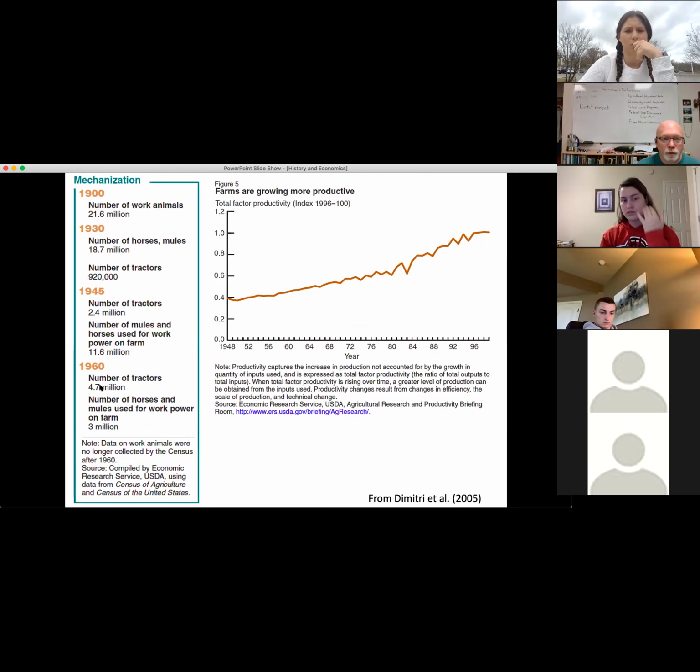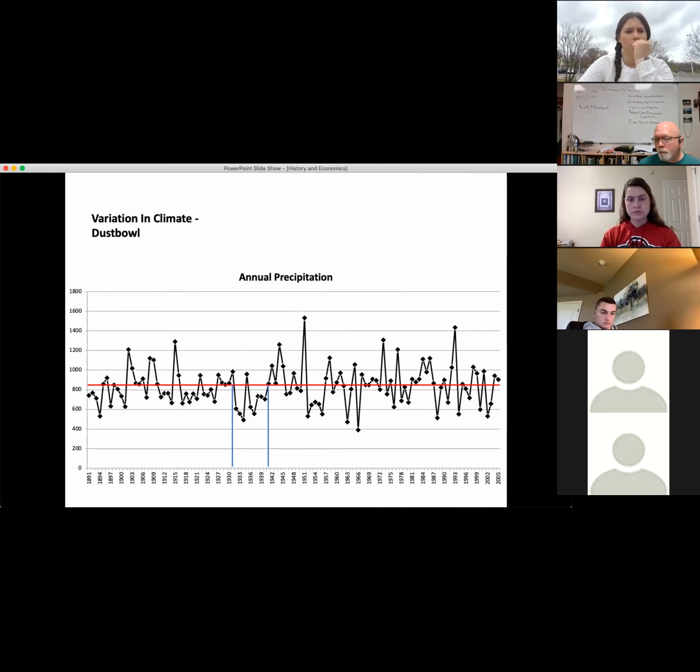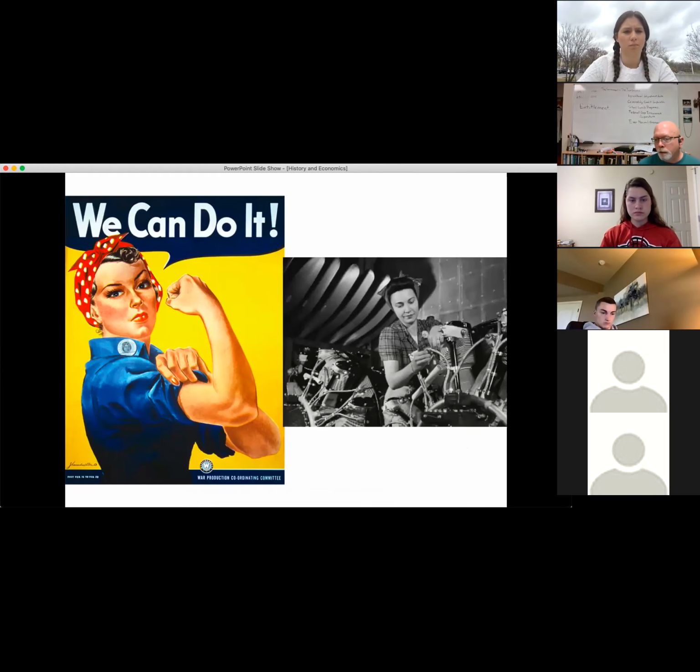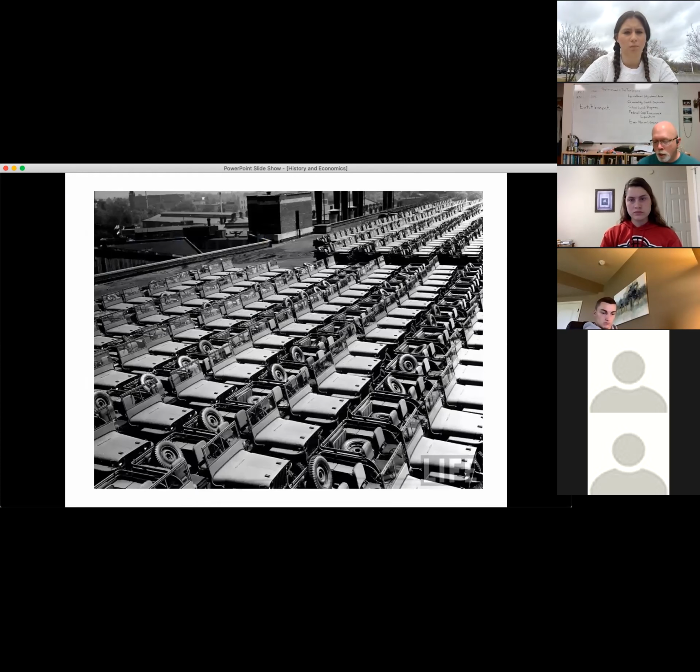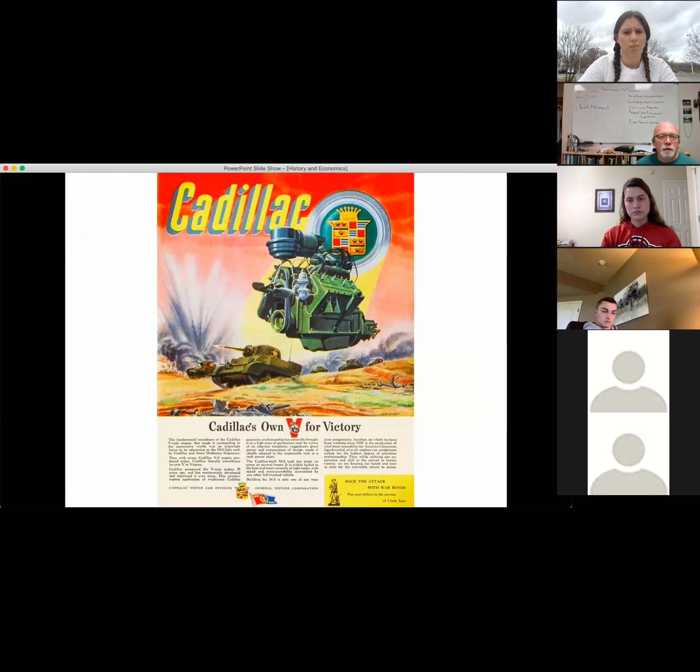1960, 4.7 million tractors. Part of this jump in the number of tractors is a growth in manufacturing capacity during World War II. So when we put all these people to work building planes and jeeps and tanks, those same large engines that ran things like tanks were then repurposed after the war to go into things like large trucks and farm machinery, tractors, combines, all of this stuff.